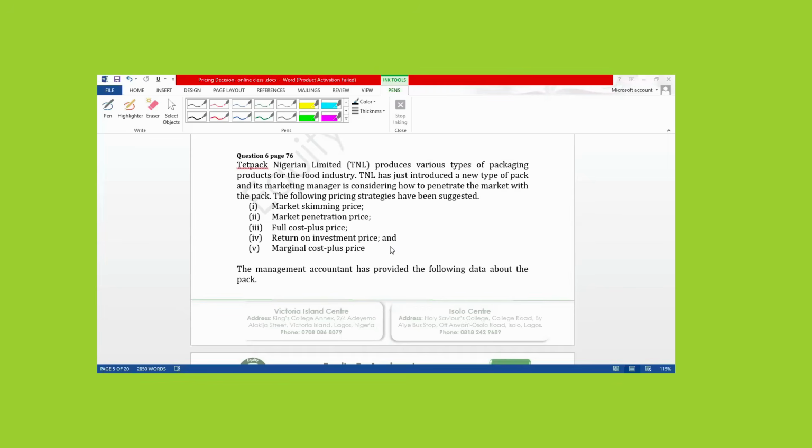Full cost plus pricing is a pricing method that considers both the variable cost and the fixed cost to estimate total cost. In addition to the total cost, a certain percentage markup will be added to the total cost. Monsurat, Aremu, okay? Now tell us, when can we adopt full cost plus pricing?